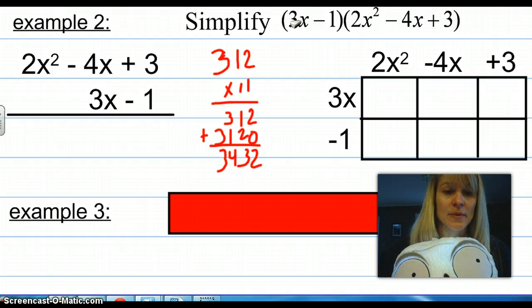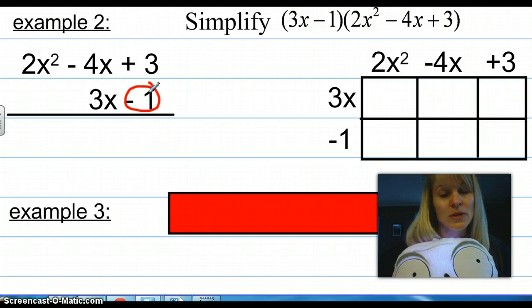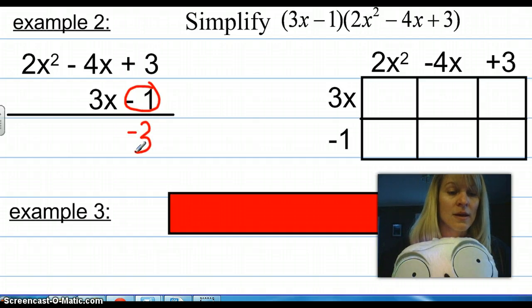So I already have them set up, stacked. We want the trinomial on top and the binomial on bottom. And we're going to multiply this -1, remember the sign's got to go in front of it, by each term. So just like in the method previous, do -1 times 3, and we put -3. And then we're going to do -1 times -4x. That would give me a positive, negative times negative is a positive, positive 4x. And then we're going to do -1 times 2x squared, which of course would give us -2x squared.